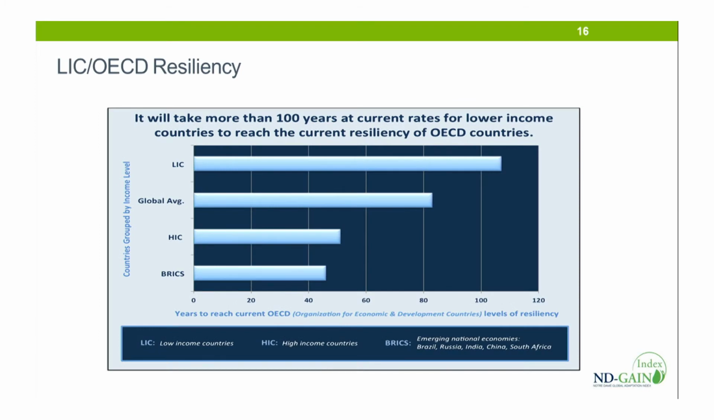If we just ask the question, how long will it take the low-income countries, the LICs, to catch up to where the OECD average is at the moment? At current rates, it'll take them 110 years. It's even going to take the high-income countries 40 plus years to catch up to the OECD average, because remember, the OECD does not include all high-income countries. Countries like Saudi Arabia have high income, but in fact are very vulnerable in many ways. So the bad news is that we're not moving fast enough, and that's why we need more and more effort in this adaptation area.